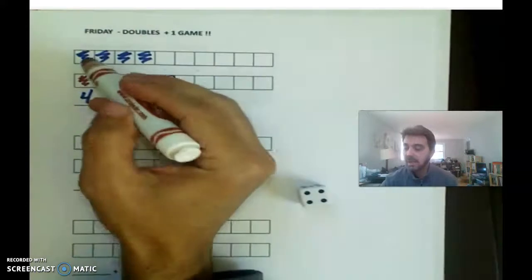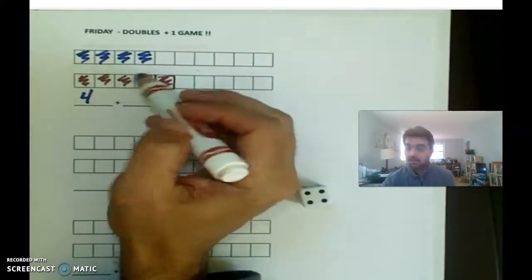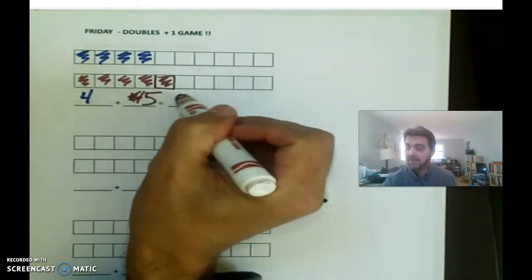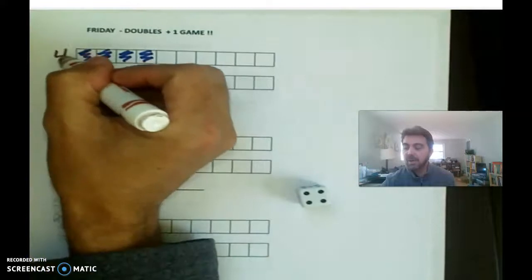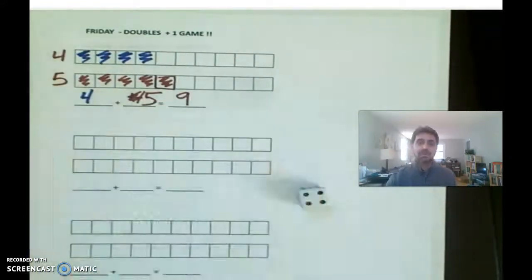Okay, so if we know that that's 4, 5, 6, 7, 8, 1 more, then 8 is what? 9. So, oh, not 4, sorry. 4 plus 5 equals 9. So you have 4 colored in up here. You have 5 here. So 4 plus 5 equals 9.